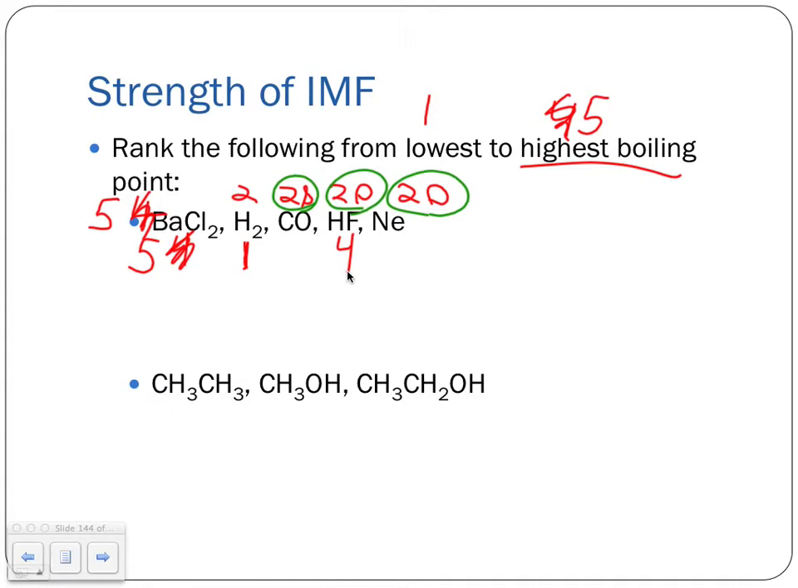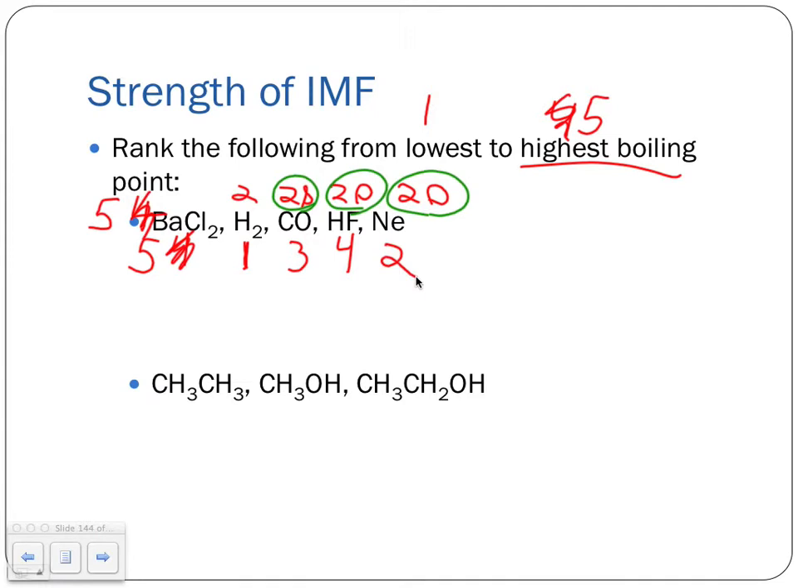Third, we are comparing the CO and the Ne. So we ask the question, which one is more polar? Ne is just 1 atom. It can't be polar. And CO has a difference in electronegativity, because carbon is 2.55 and oxygen is 3.44, so it is a polar molecule. So that means next is going to be the CO, then next is going to be the neon, and then last is going to be hydrogen.